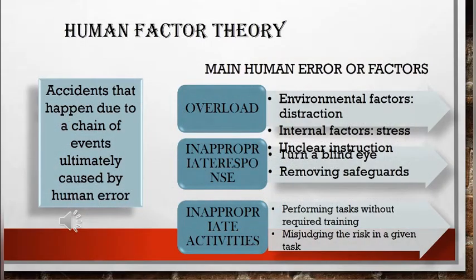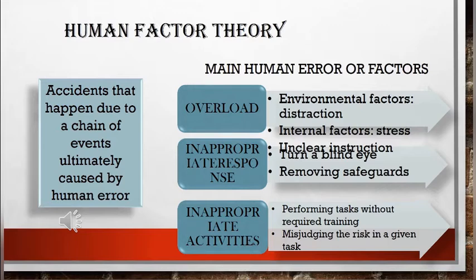The second theory is human factor theory. It was stated that accident that happen is due to a chain of events ultimately caused by human error. The 3 main human error or factors consist of, first one is overload, which is caused by environmental factors such as distraction or noises, internal factors, for example stress or personal problems, and unclear instruction.